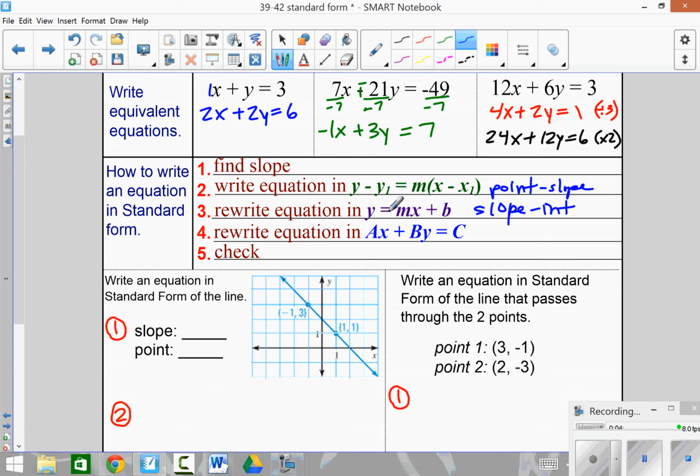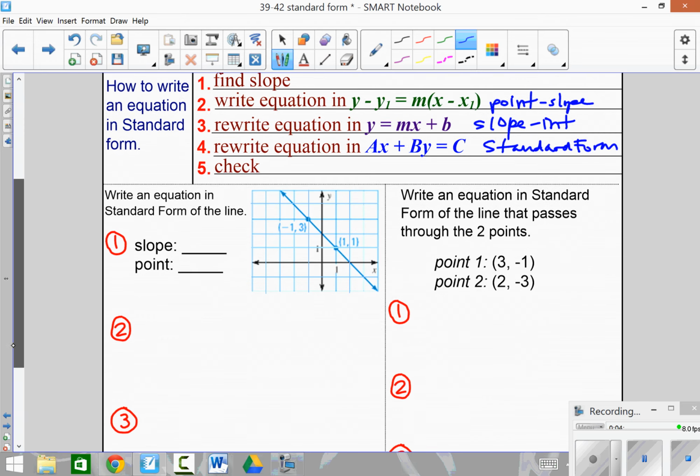And then we're going to take our slope intercept form and write it in standard form. In the end, you're going to see 3 different forms happening. And then last up, you're going to check an ordered pair to make sure that after all these rewritten equations, you rewrote it correctly by step 5. Okay? So let's take a look at our first one.